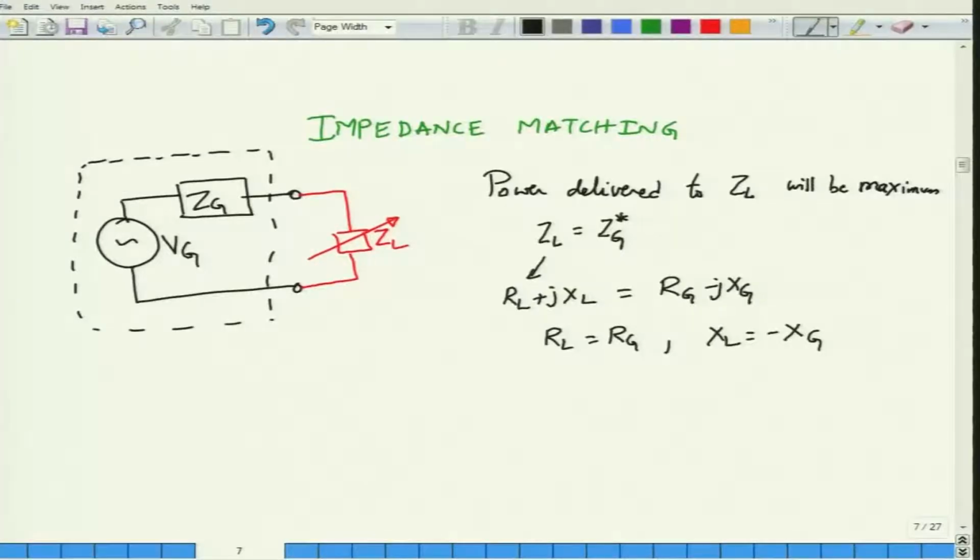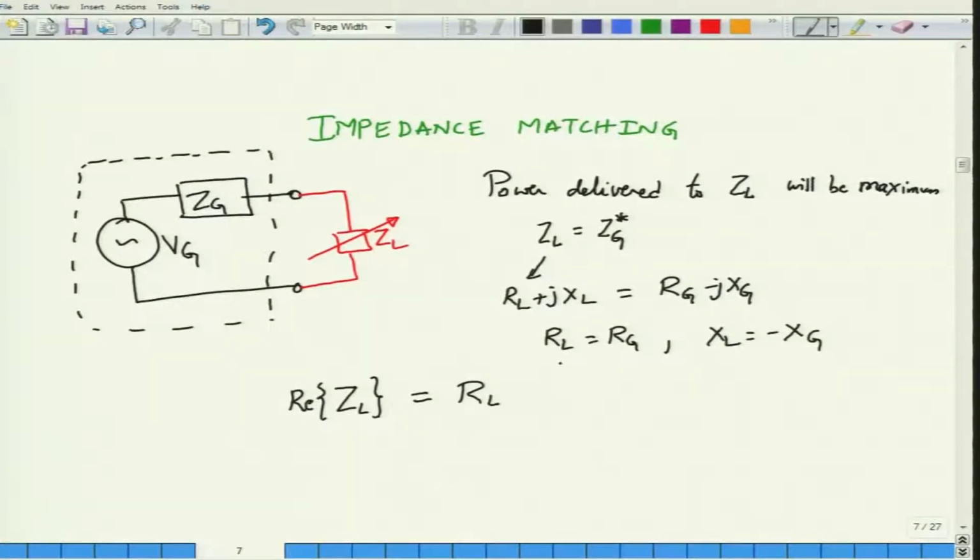When we do this and when we take RL equal to Rg and XL equal to minus Xg, how much power is actually delivered across the load? Please remember that if I have a load which is complex, then the power will be delivered only to the resistive part of the complex load, because we know ideal capacitors or inductors do not dissipate energy. So when you have a complex load, it is only across the real part of ZL or RL which will actually dissipate the power. Okay.